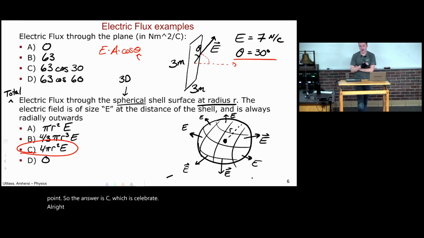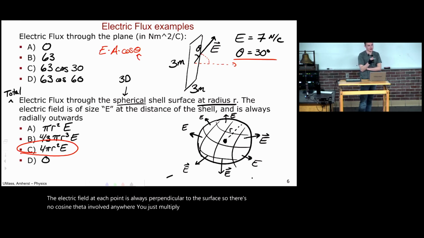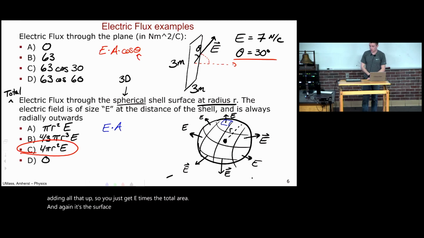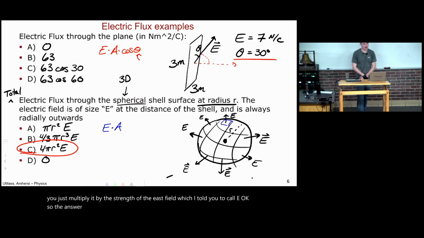All right, the reason why is the electric field at each point is always perpendicular to the surface. So there's no cosine theta involved anywhere. You just multiply E times area to get flux. Okay? So it's E everywhere times however much area it is occupying, and you're just adding all that up. So you just get E times the total area. And again, it's the surface area of a spherical shell, which is 4 pi r squared. And you just multiply it by the strength of the E field, which I told you to call E. Okay, so the answer is 4 pi r squared E.